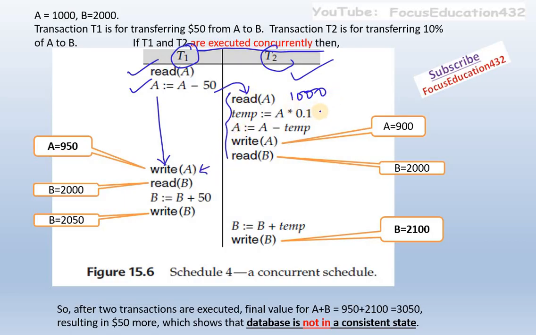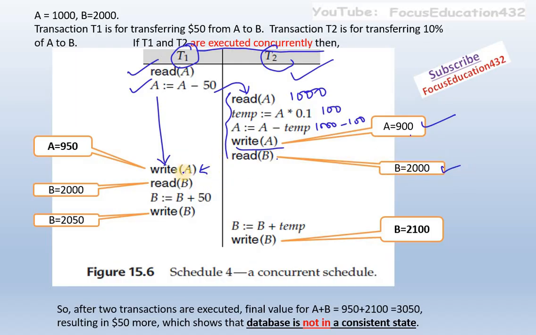Now 10% is calculated. 10% of 1000 is how much? 100. Then 1000 minus 100. This part is executed. So now A reflects the value 900. Write A: at this stage, by transaction T2, it shows 900. Right. Now it has started read B. So read B is brought to memory. What is read B? It is shown here as 2000.